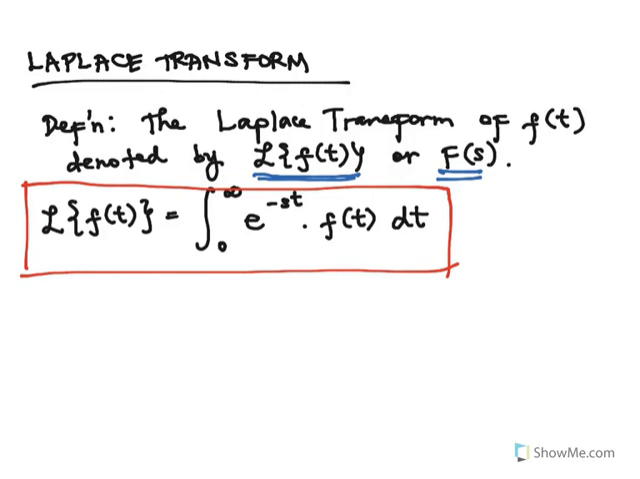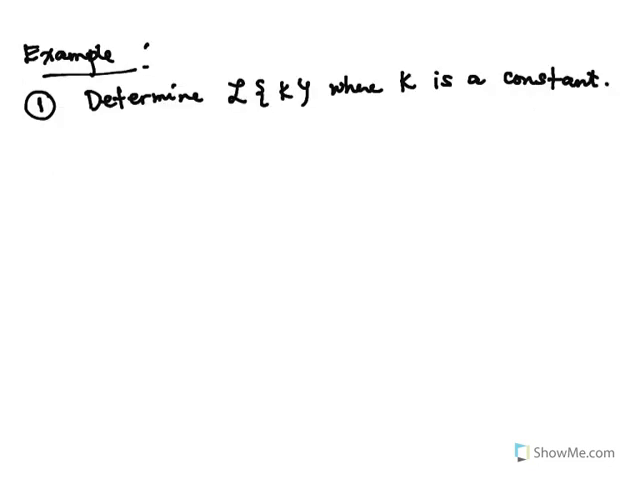So, given a function f of t, if you want to get the Laplace transform, what we have to do is just to plug in the f of t on your definition of the Laplace transform as an improper integral. So, for instance, if you want to determine the Laplace transform of k, where k is a constant, then, using the definition, the Laplace transform of k is equal to the integral from 0 to infinity of e to the negative st times your f of t, which is k, dt.